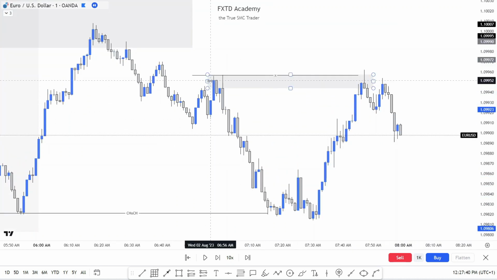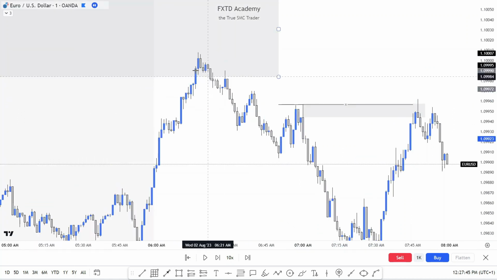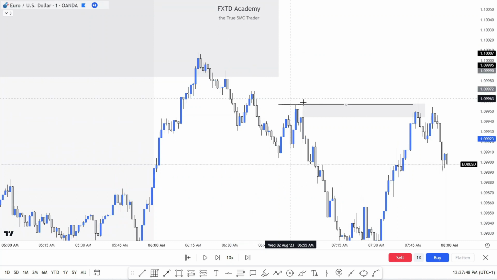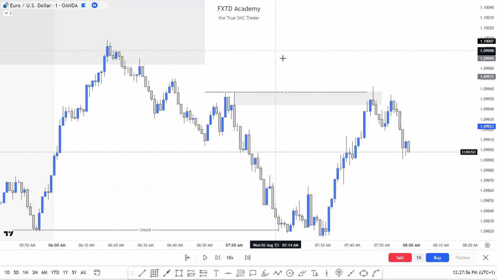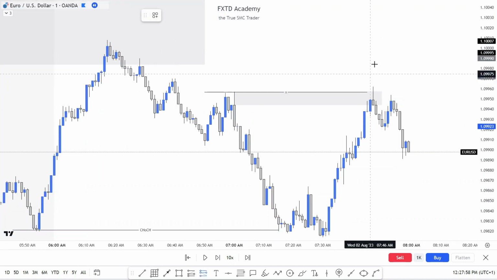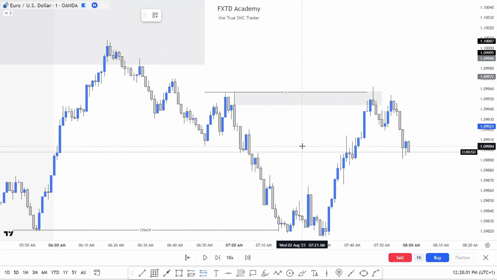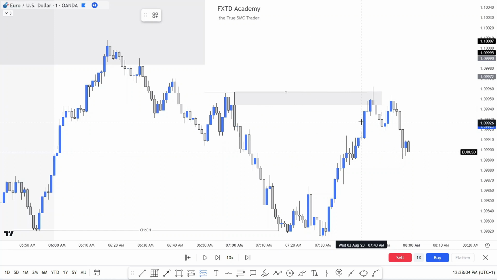As you can see, it is the only valid zone on this whole move. All these are not valid zones. So if this high is taken, it means this whole zone might likely be taken. Right? I hope you understand. So what I did is we just have to wait for single entries.